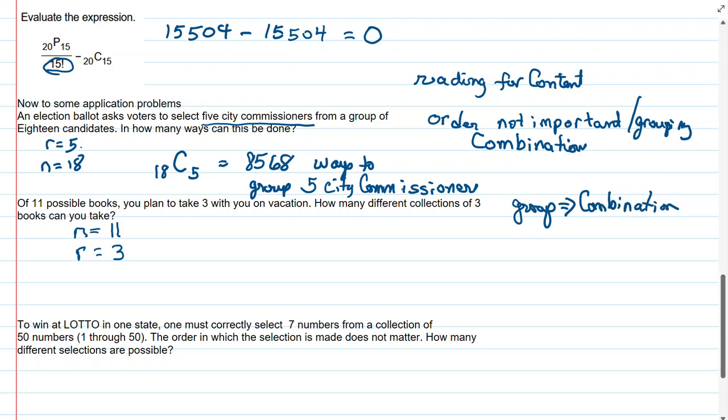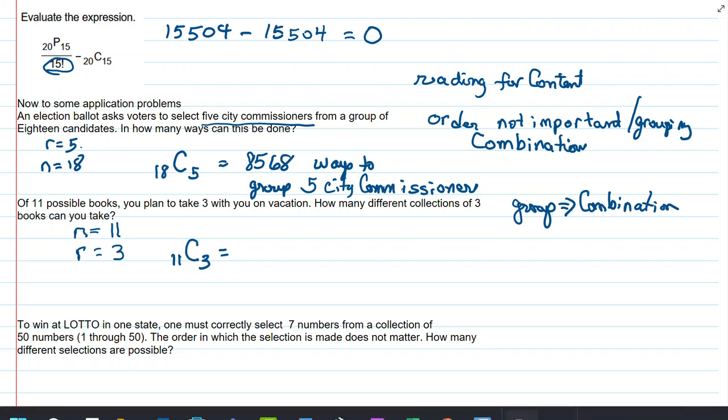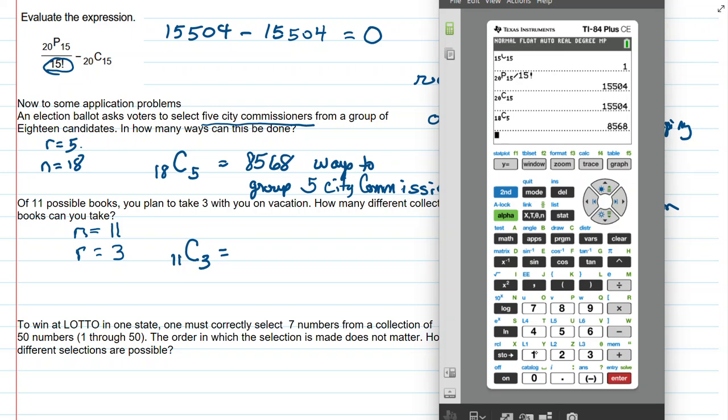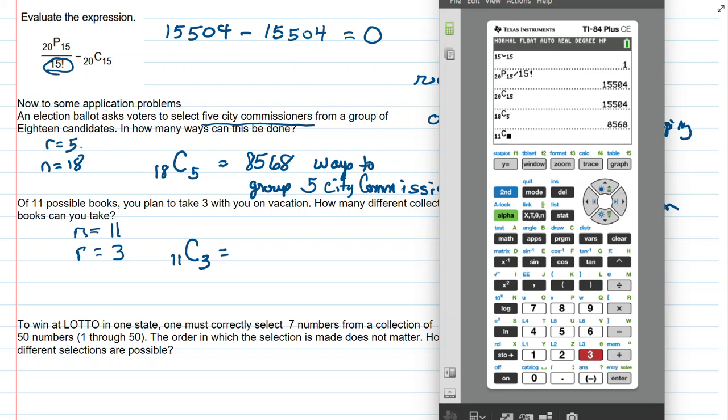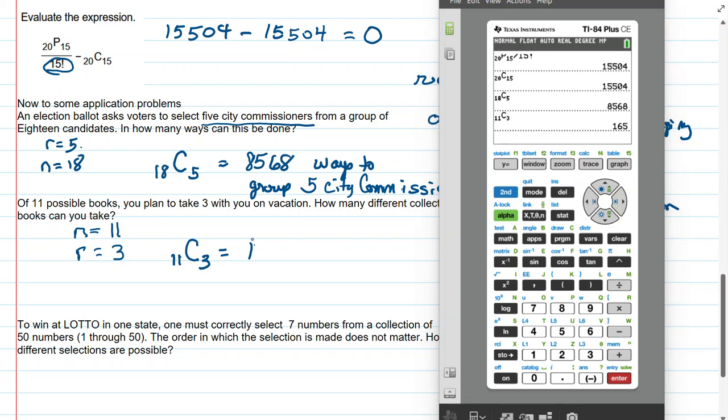All right. So we have 11, choose 3, because we want to know how many ways we can take 3 out of the 11 on our vacation. So I'll enter the 11 first, math, PROB, number 3, and I'm putting a 3. 165 ways. 3 books out of the 11.